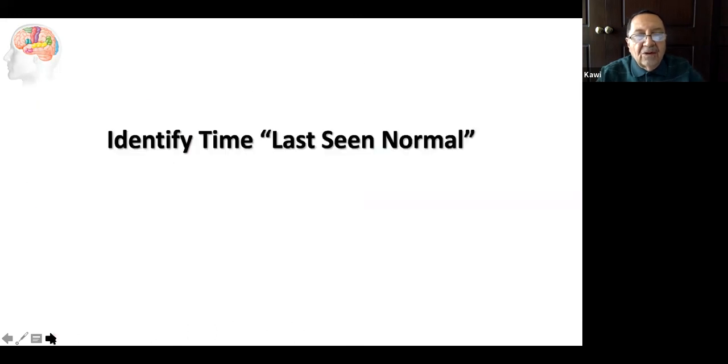So how do we diagnose it? First, we should identify the time the patient was last seen normal. It may be that the person went to bed, and when they tried to wake him up, they found that he is hemiplegic. Then the last time he was seen normal is the night before, which has a bearing on how we treat the stroke.